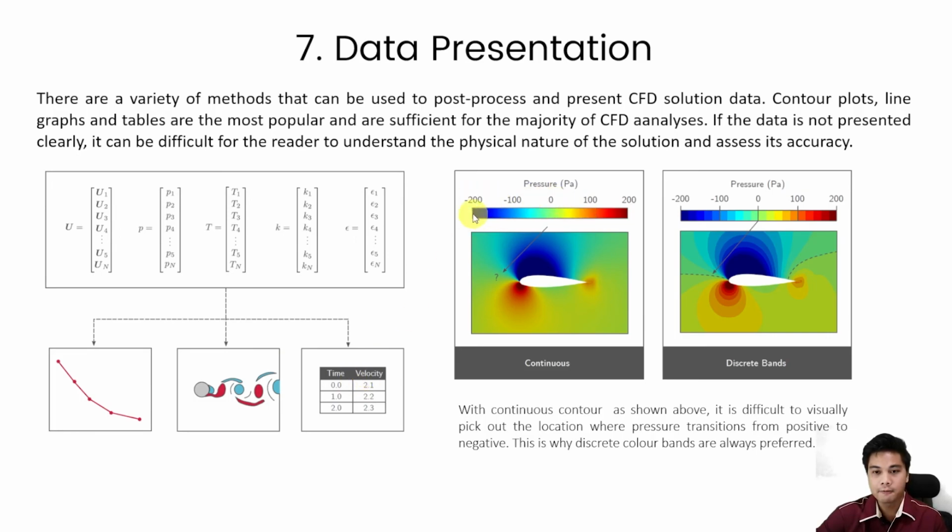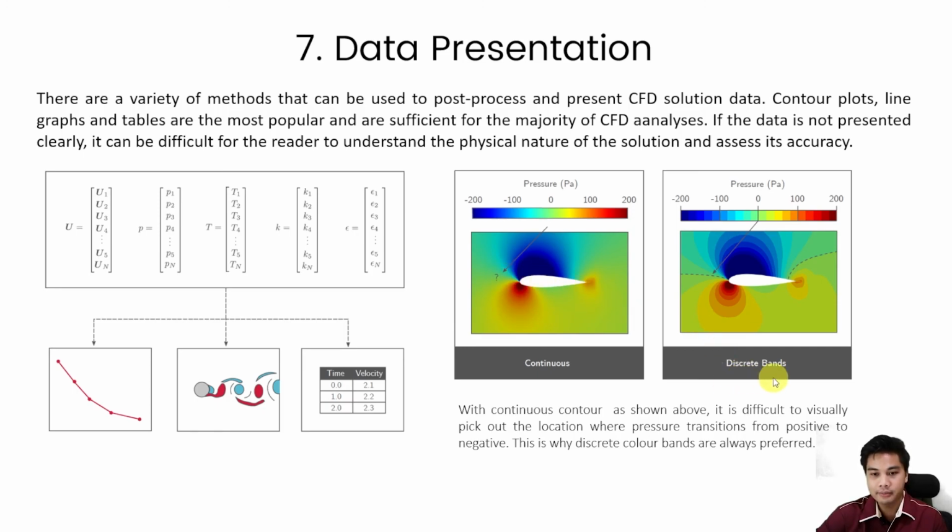This figure, for example, is the contour plot for the pressure in the cross section of the aerofoil. So this is the pressure distribution. As you can see, there are continuous and discrete bands. The red color represents positive pressure and the blue color represents negative pressure. And the green color represents the transition from negative to positive pressure.